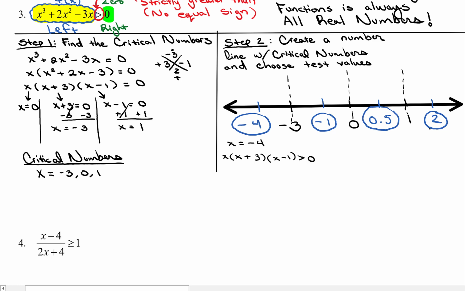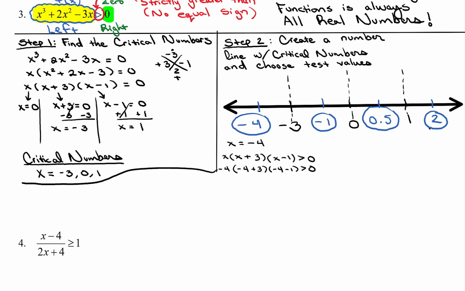All right. Now I'm going to substitute negative 4 every time I see an x. So this is going to give me negative 4 times negative 4 plus 3 times negative 4 minus 1. And we're going to see if this is greater than 0. I don't know if it's going to be greater than 0. We're just trying to see if it comes out true or false. All right. So let's try this. Negative 4 times negative 1 times negative 5. I can already tell this is a negative times a negative times a negative, which is going to give me a negative number. And I know a negative number is not going to be greater than 0. So it's going to be false.